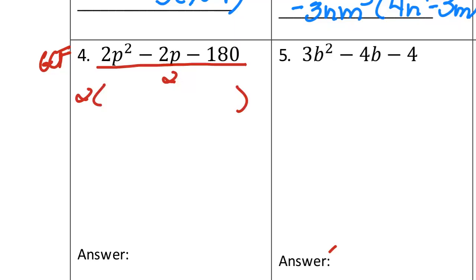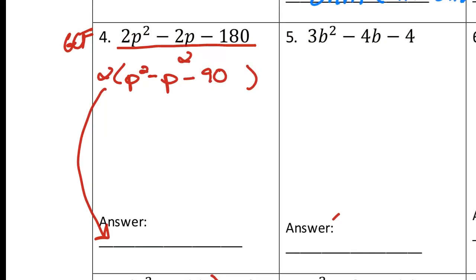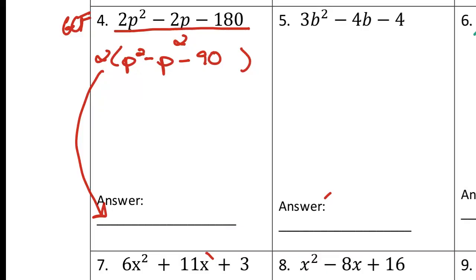When I factor that out, I have P squared minus P minus 90. All right, you know what? I'm going to draw this arrow down here right away because I don't want to forget. Half point or not, a half point is a half point, right?